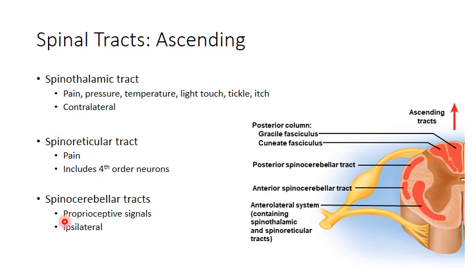And then our spinocerebellar tract, this one is particularly important in proprioceptive signals. So this is going to be proprioception, that means positioning of our limbs and joints. The first order neurons here are going to originate in the muscles and end in the posterior horn, and then our second order neurons are going to end in the cerebellum. Okay, and this one is ipsilateral, which means that there is no decussation, right?